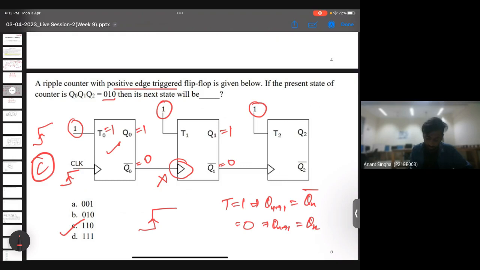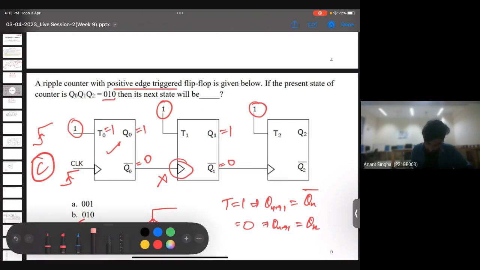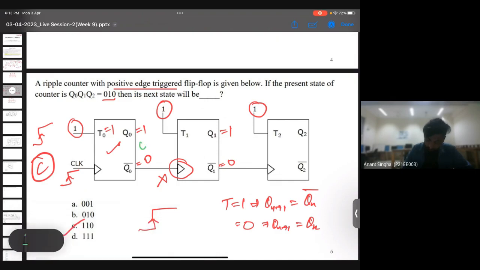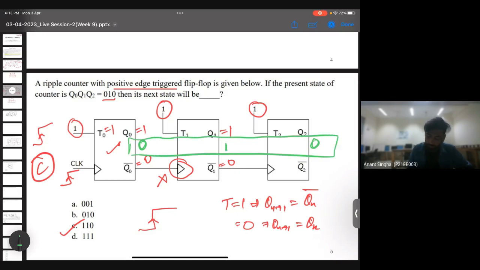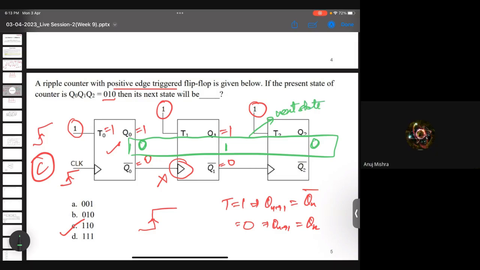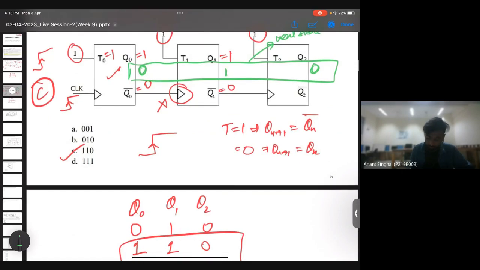The question says the initial state was 0, 1, 0, and asks what the next state will be after the application of the clock. Do you understand the problem? Yes, sir, I got it. So this is the initial or present state. Now as you apply a clock, the first flip flop will work on the positive edge. Since T equals 1, the output will toggle. Initially it was 0, so it will become 1.